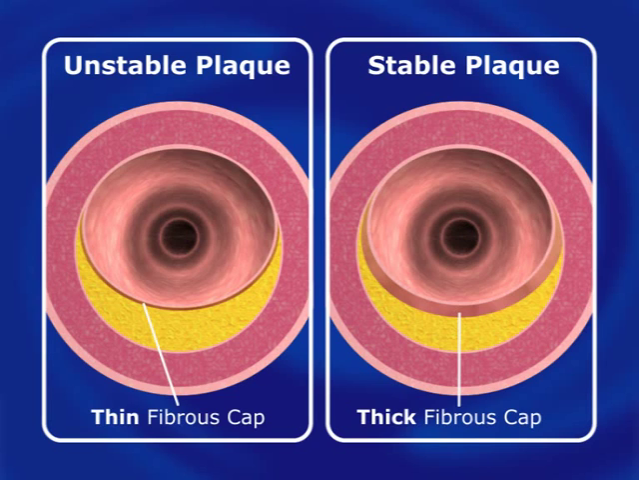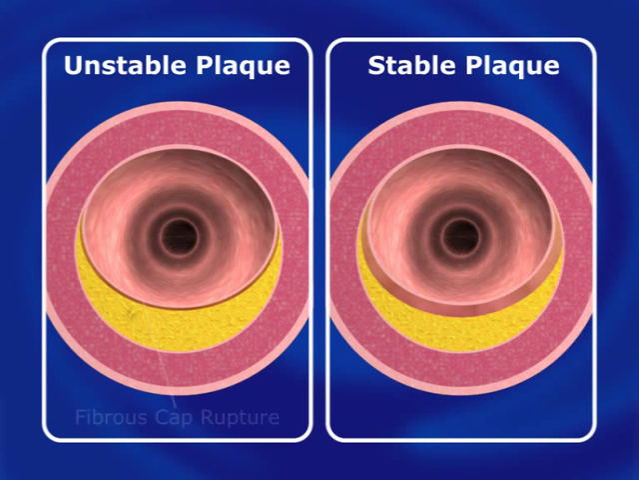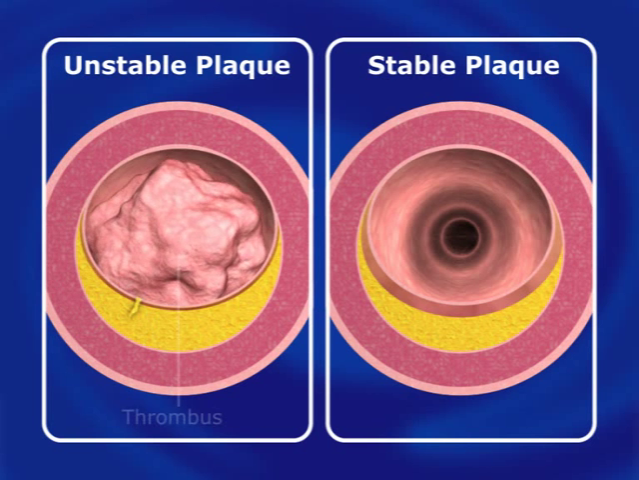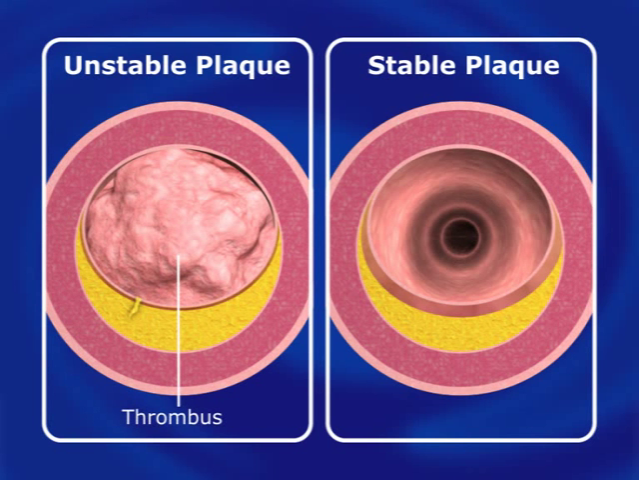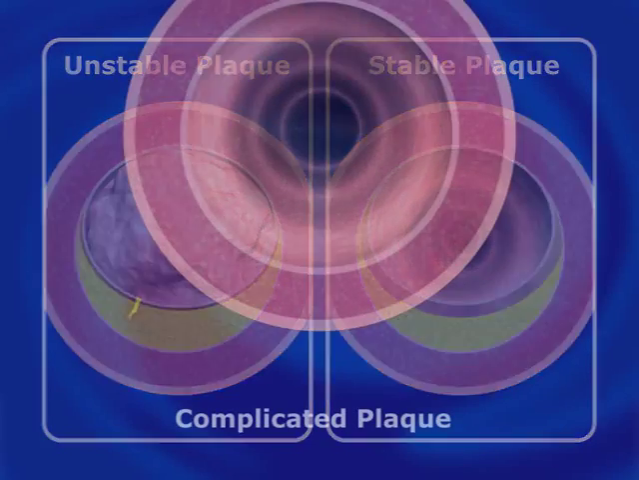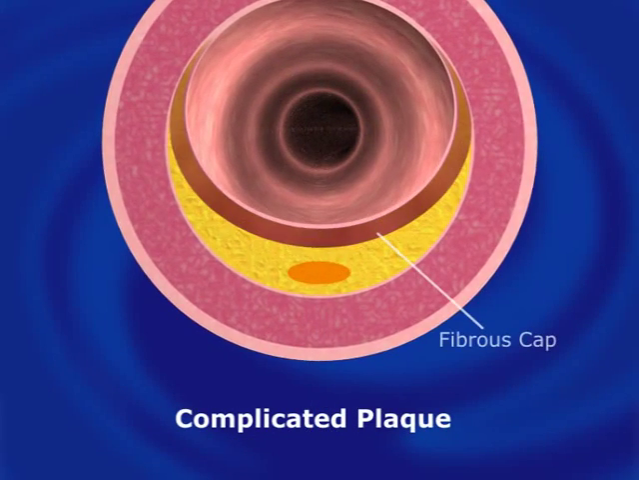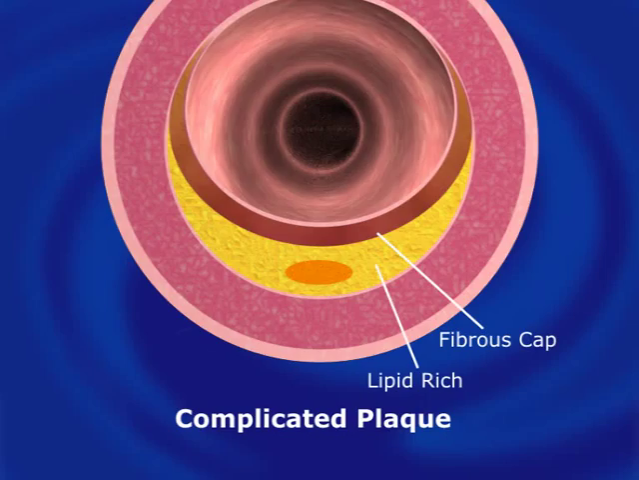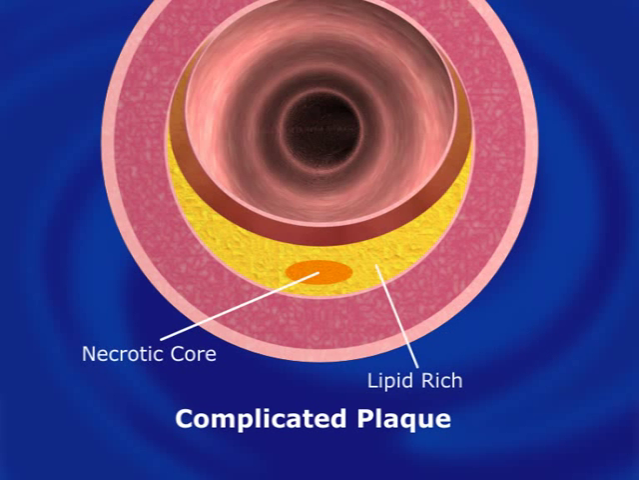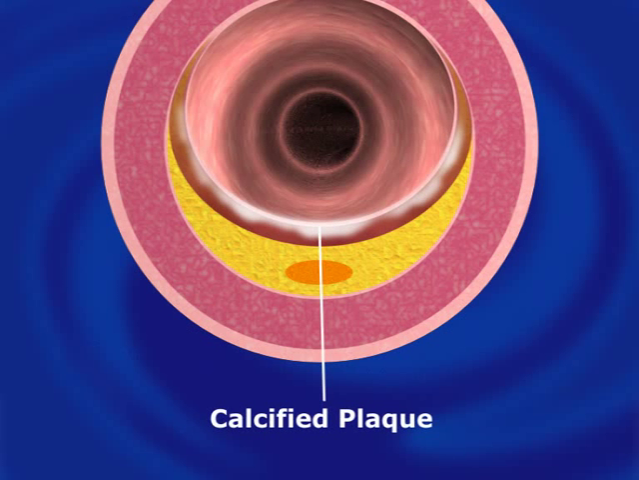A plaque with a thin fibrous cap and substantial lipid core is at risk of rupture and is termed unstable or vulnerable. A plaque with a thick fibrous cap and smaller lipid core is regarded as less likely to rupture and is termed stable. A complicated plaque has a fibrous cap overlying a lipid-rich necrotic core. Calcification occurs to varying degrees as a plaque evolves.